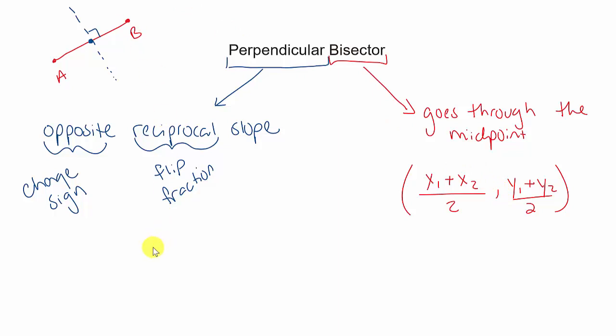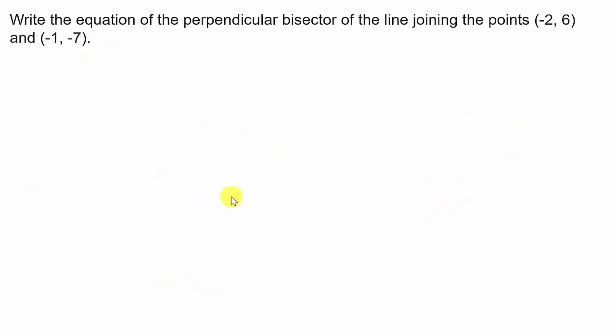One other thing you do need to know is the formula for slope, and we use m to represent slope. And the formula to find slope of the given line would be y2 minus y1 over x2 minus x1. So you need to know this formula and the formula for midpoint very well. Okay, let's look at an example. This asks us to write the equation of the perpendicular bisector of the line joining these 2 points. So we already have these 2 points. Remember, that's going to be our given line.